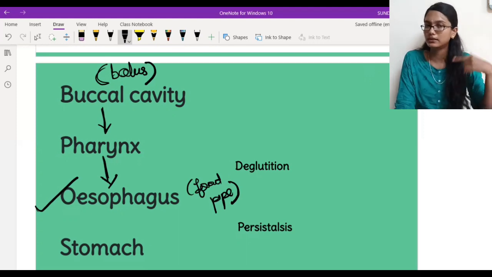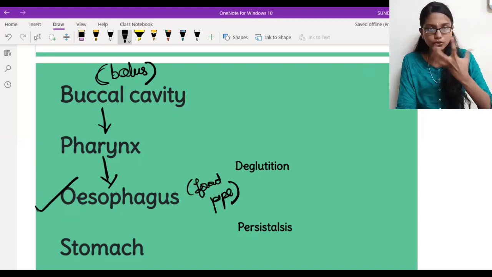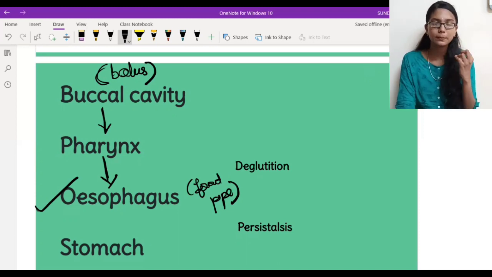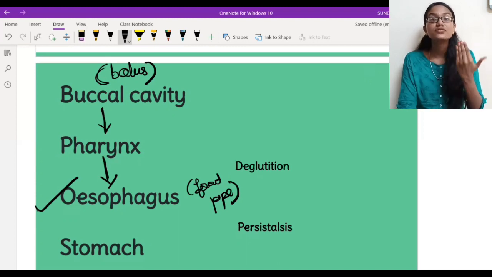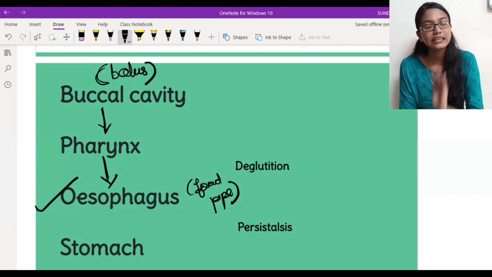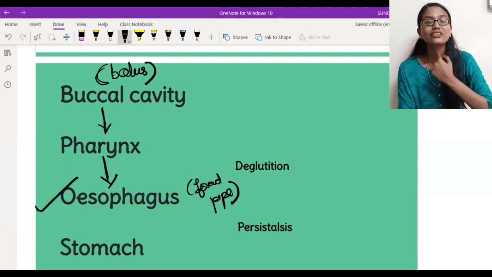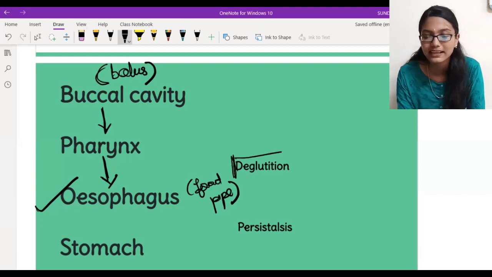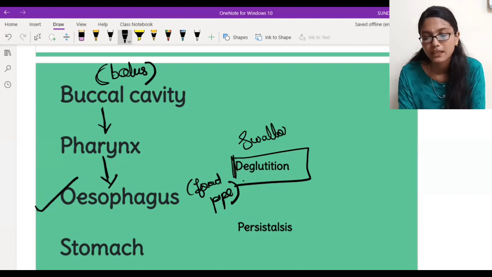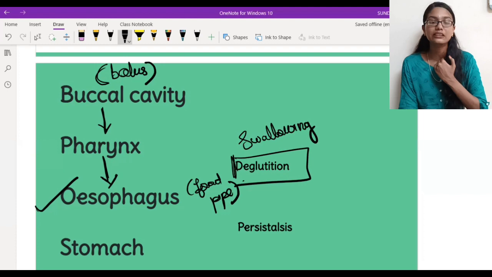Can you recall how? From your daily life, we chew normally, right? And what happens? Immediately after chewing, we swallow. Through swallowing, we send the bolus to the esophagus. That is also called deglutition, swallowing. So we swallow the food and the bolus enters the esophagus.